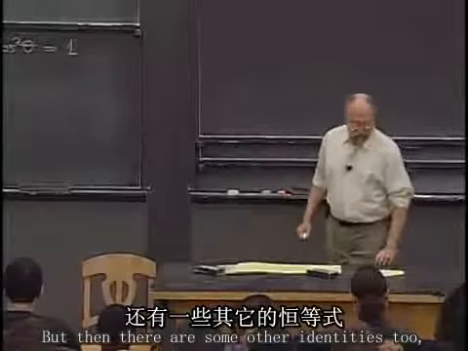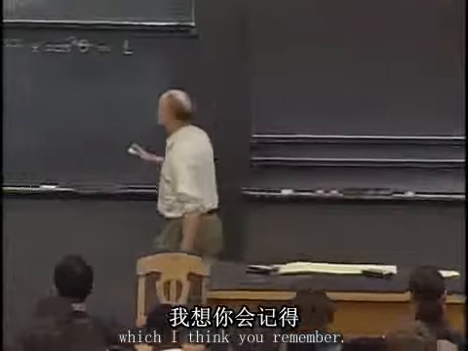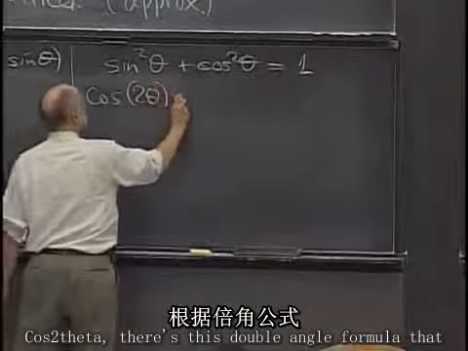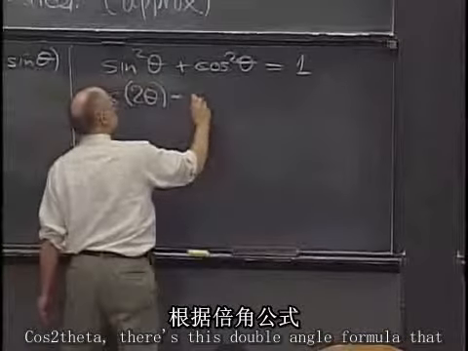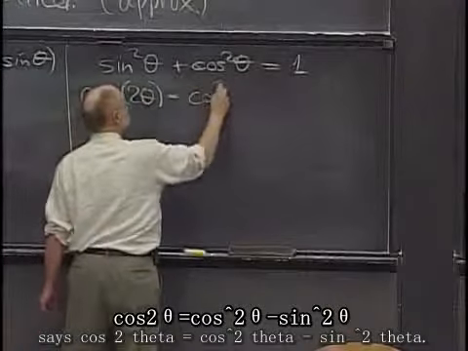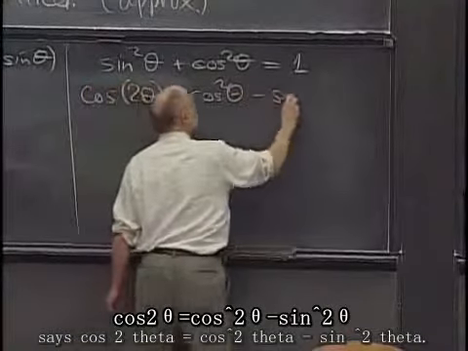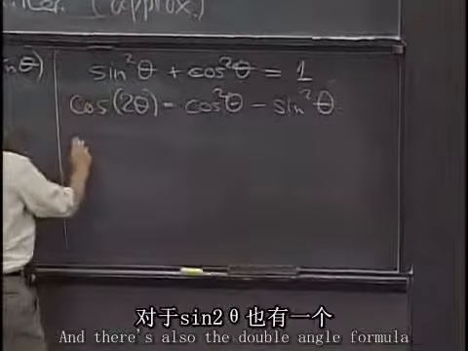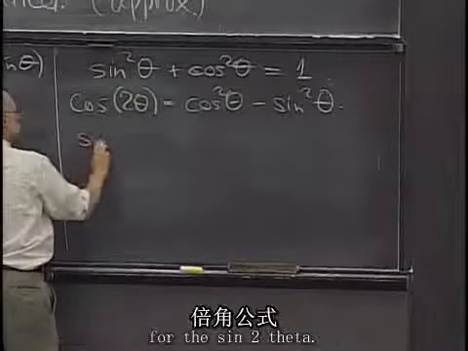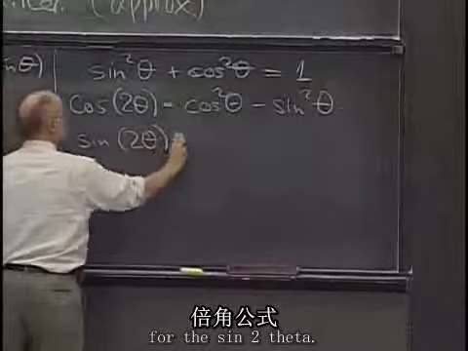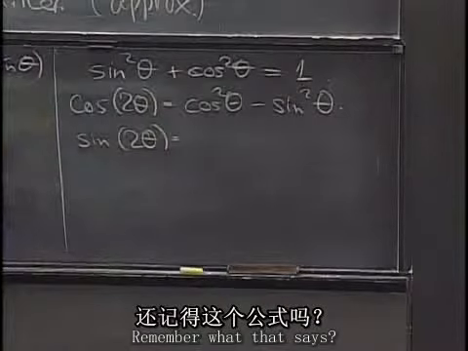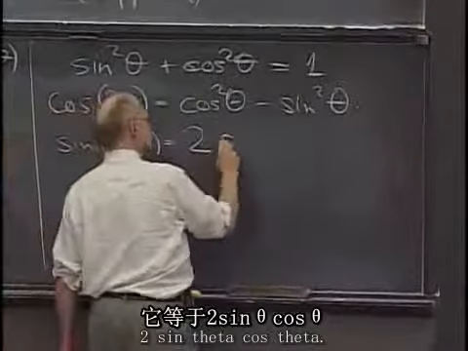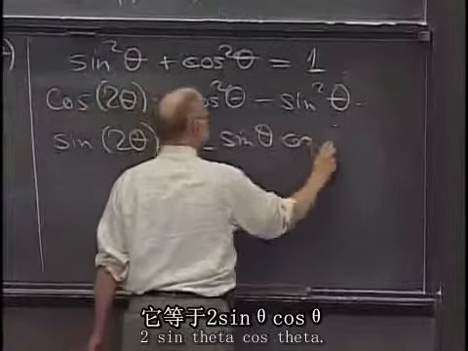But then there are some other identities too, which I think you remember. I'll write them down here. Cosine of 2 theta, there's this double angle formula that says cosine of 2 theta is cosine squared of theta minus the sine squared of theta. And there's also the double angle formula for the sine of 2 theta. Remember what that says? 2 sine theta cosine theta.